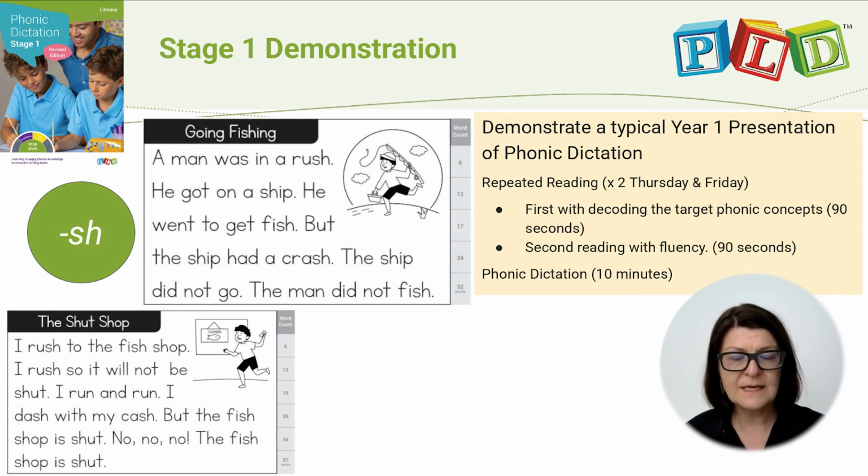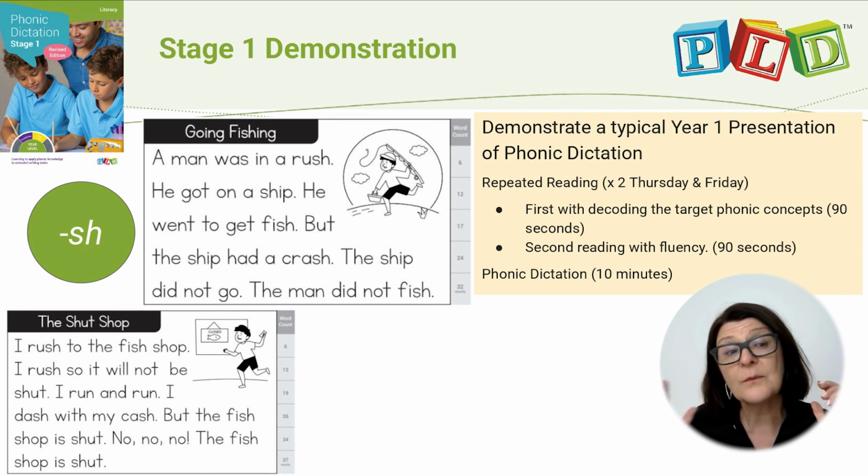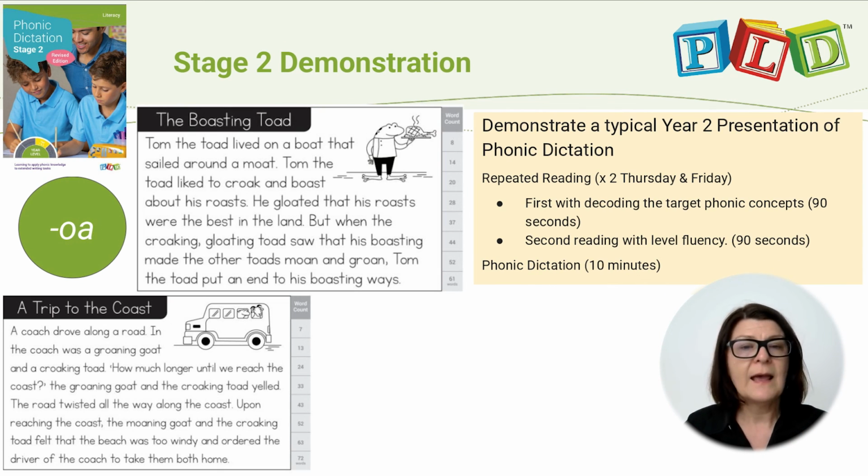Waiting. Pencils down. In a rush, full stop. What are you going to write? In a rush, full stop, go. And writing as much as you can in that 10 minutes.